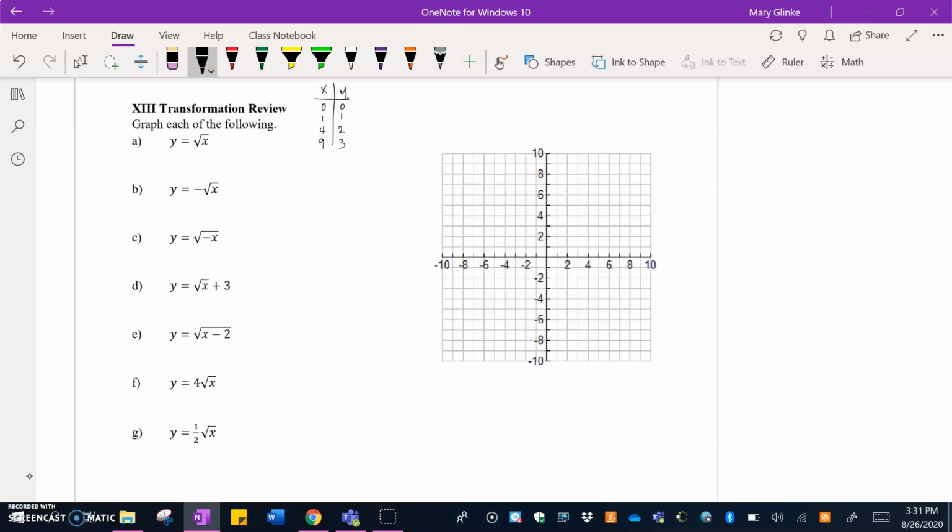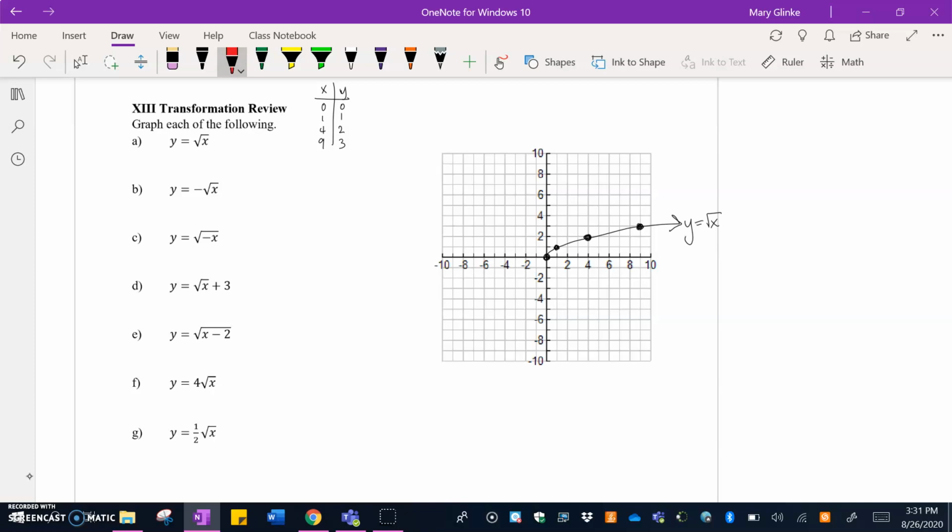What's the square root of 0? It is 0. What's the square root of 1? It is 1. What's the square root of 2? Well, it's not a nice number, so we jump all the way to 4. The square root of 4 is 2, and the square root of 9 is 3. That's what makes the shape of this graph look like this. So this is your parent function, y equals the square root of x.